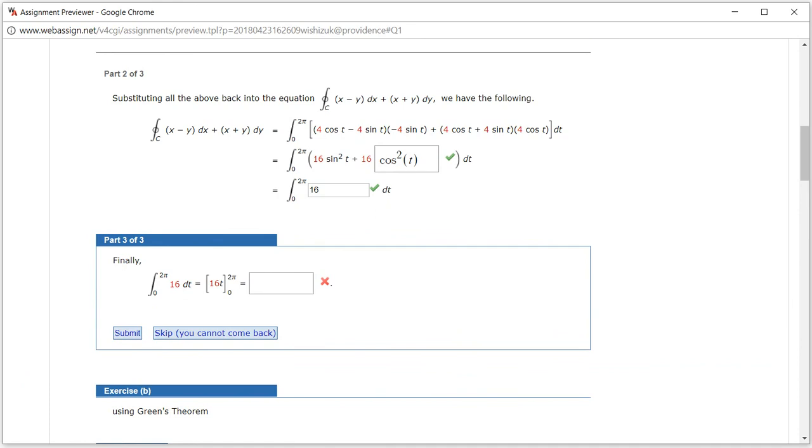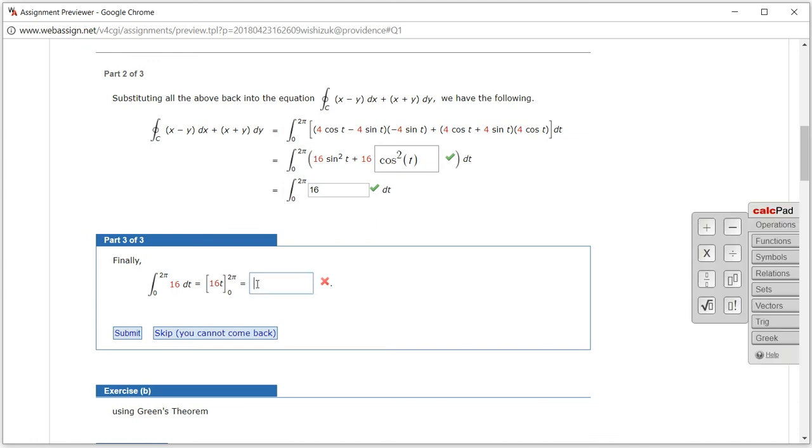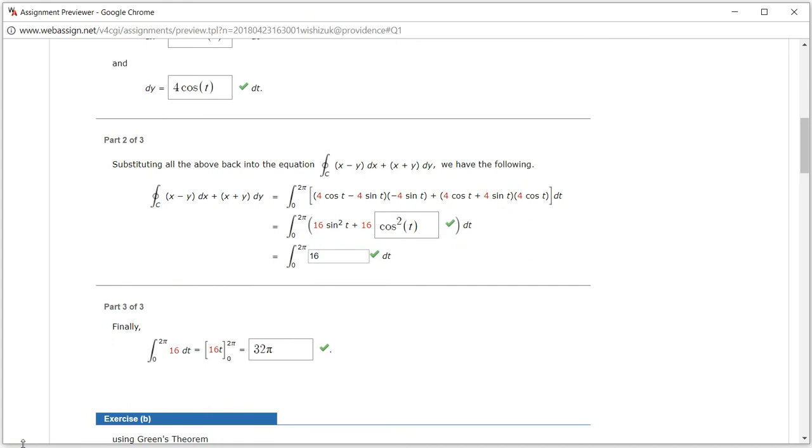Let's look at part 3. We just have to integrate 16 from 0 to 2 pi. You get the antiderivative 16t from 0 to 2 pi, and plug it in. You can see that 16 times 2 pi is 32 pi, and minus 0, so it's 32 pi. Let's submit. It came back and it looks like we got part 3 correct.